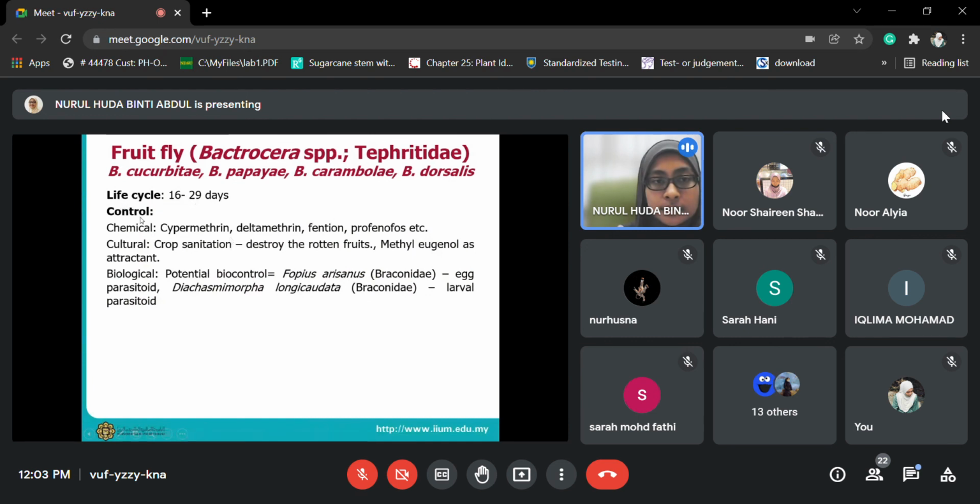Okay, this is the control. You can read by your own, almost similar like others. It's just that some of the biological control may specialize on certain insects lah. Maksudnya certain parasitoid may act on certain insects. But other things like cultural and chemical, you can use almost similar methods, so almost similar things.